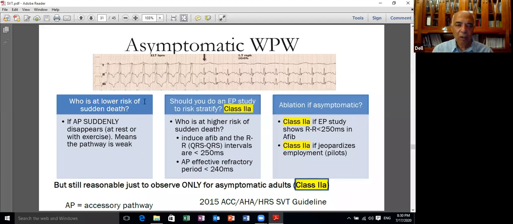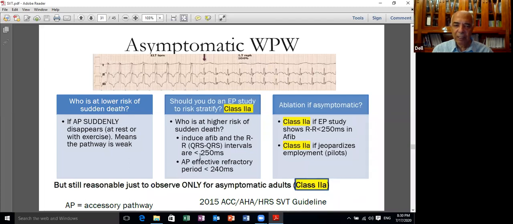If on the Holter monitor or the exercise test the delta wave disappears suddenly, it means that it's a weak accessory pathway, so you leave the patient alone. If you are not sure, then you can study the patient by electrophysiological study, induce atrial fibrillation, and measure the RR interval.